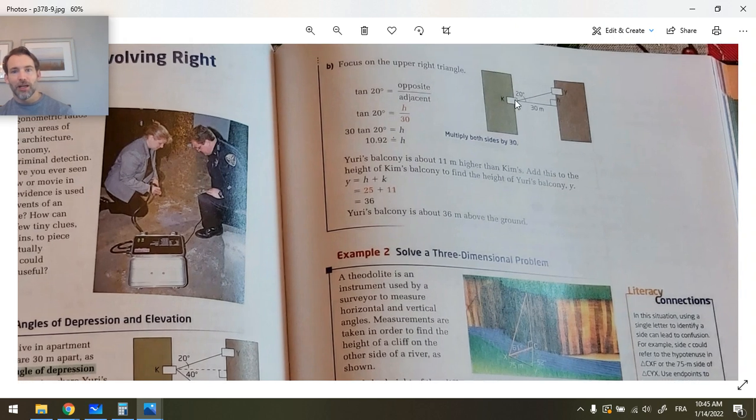Over here, let's now look at this triangle. It's 20 degrees, and this is 30 meters, so we want to have that. So it's, again, tangent. This divided by that is tan 20. That actually is 10.9. So not 12 and a half, but 12 and a half is pretty close. Okay, so this is about 11. So 25 plus 11, he is now 36 meters above the ground.